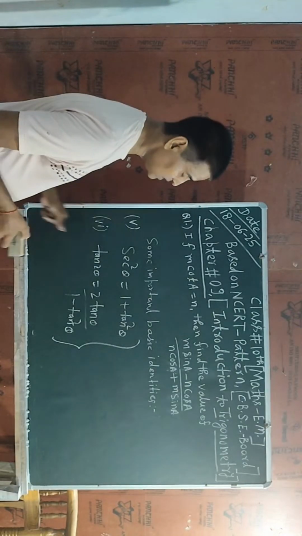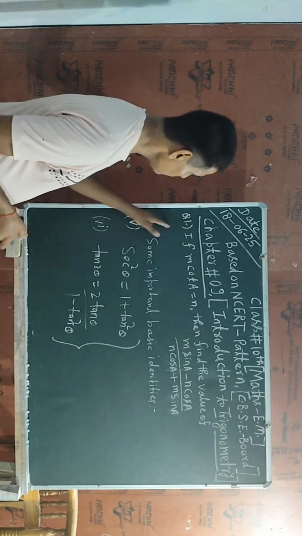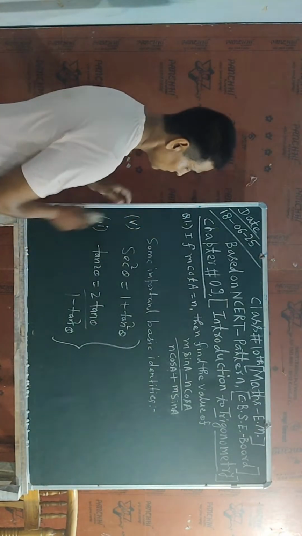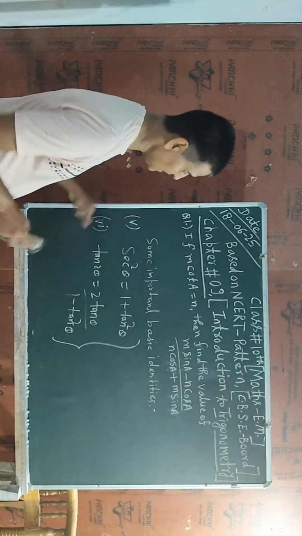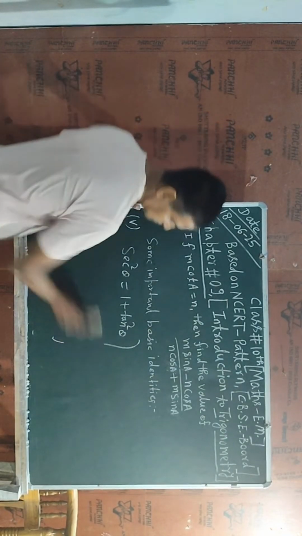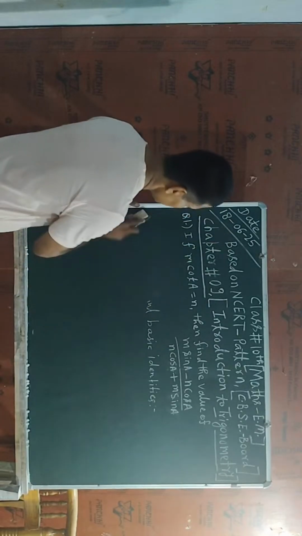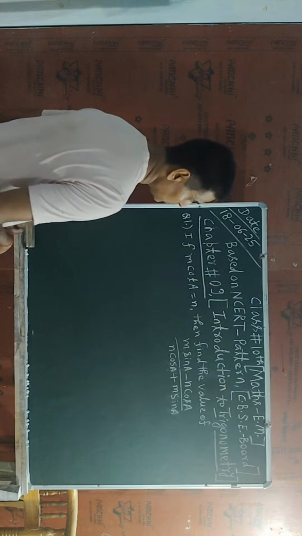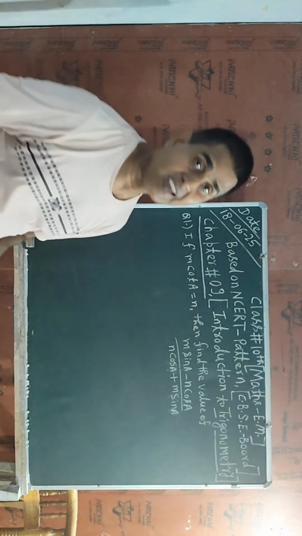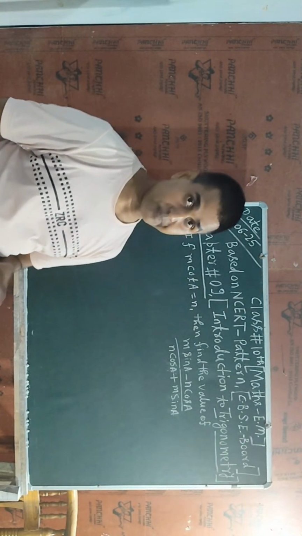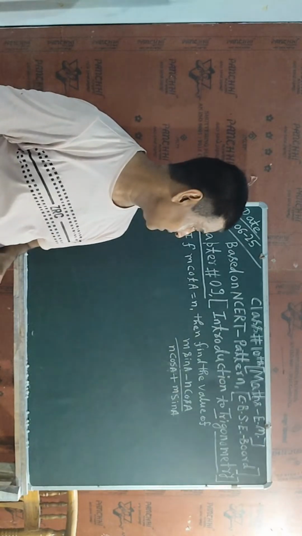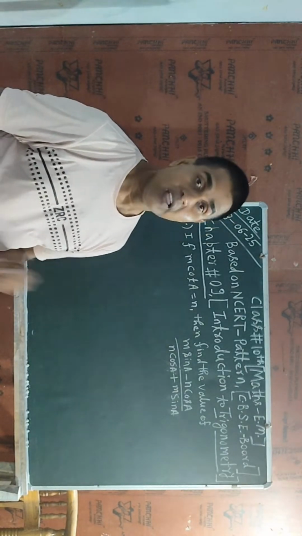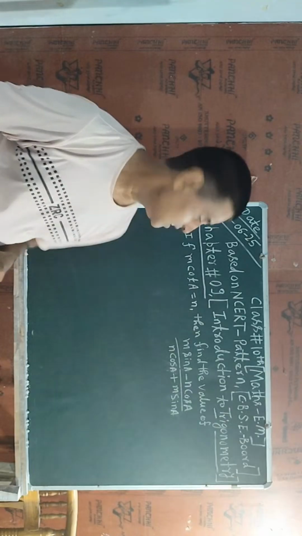So I am going to erase this one, and after erasing I will solve the written question with the help of these identities. First of all, I am going to explain the written question in detail, and after giving the explanation of the question, I will start its solution.